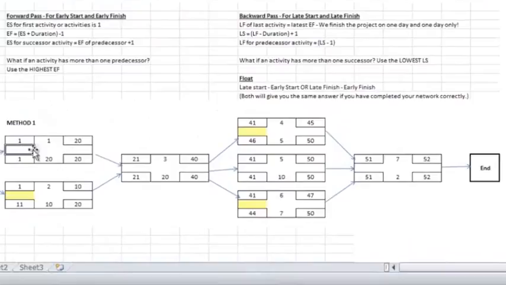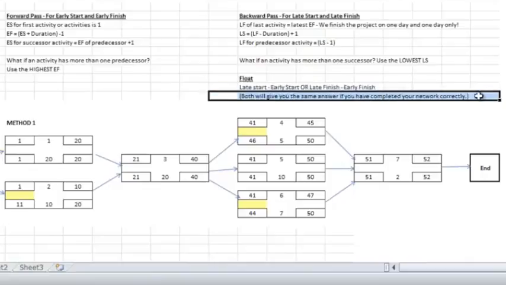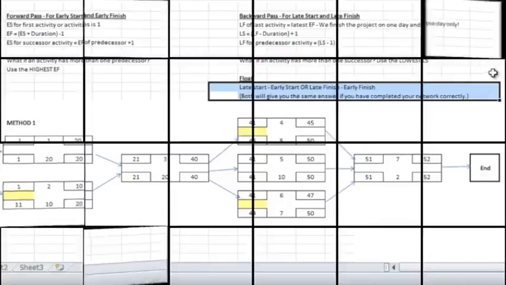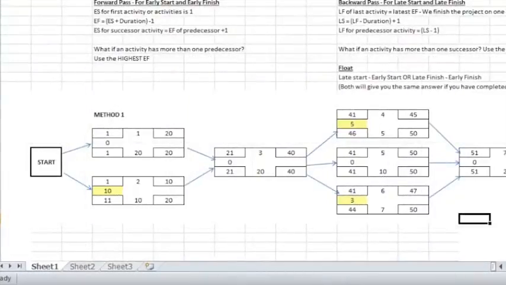And float is going to go in here, this section. And float, you can use two different calculations, because if I've done this correctly, and I hopefully corrected my errors that I had earlier, I'm going to get the same number. So float is either late start minus early start or late finish minus early finish. Okay, now let's step back. Your critical path is the tasks or activities that have 0 float. Those are the items that have to absolutely finish per plan or we're going to be late.